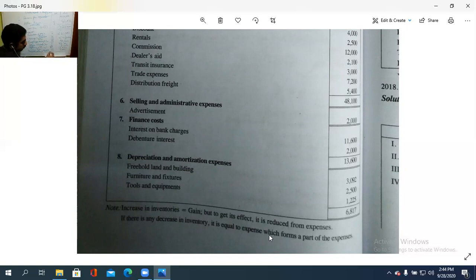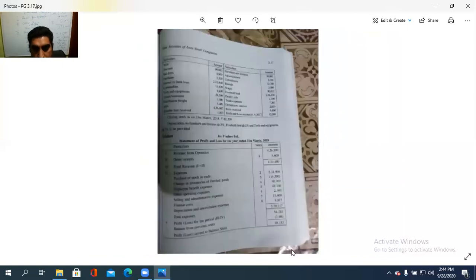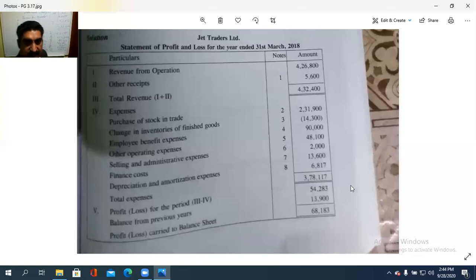Then take the total of all the expenses. Total expenses, that is the altogether total. Take it: 231,900 plus 90,000 plus 48,100 plus 2,000 plus 13,600 plus 6,817 minus 14,300. How much is the amount? That is 378,117. Okay.